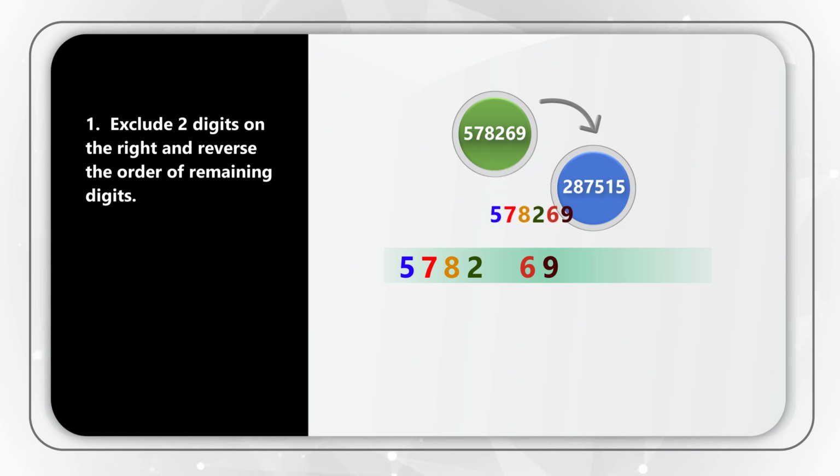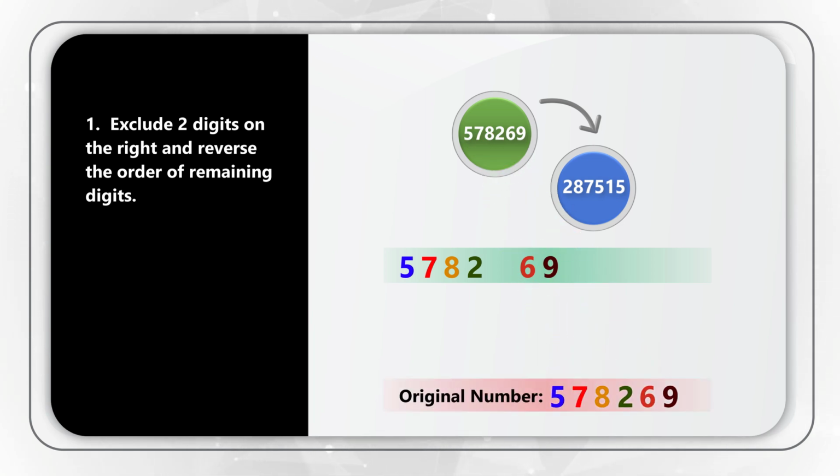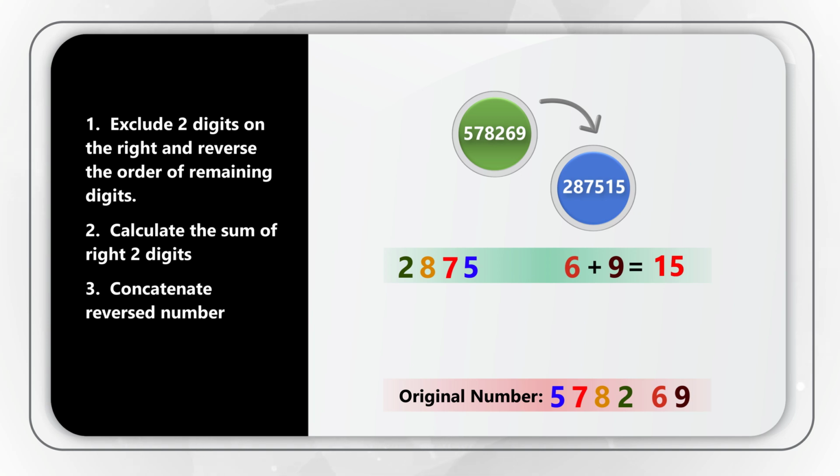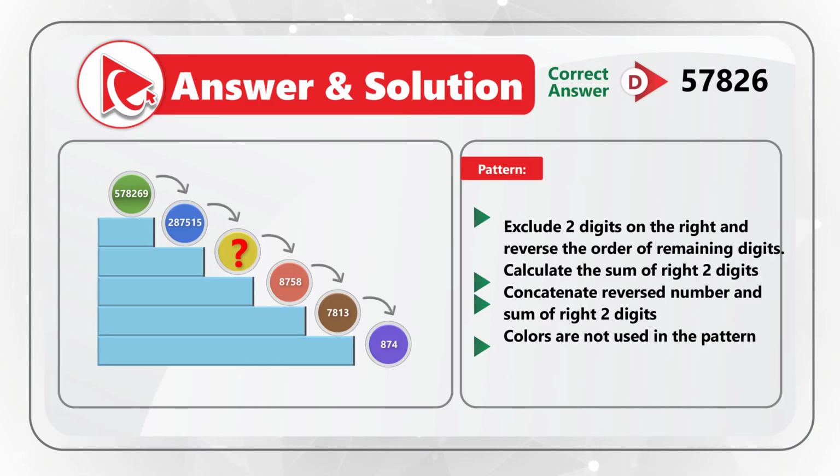For example, the original number is 5782 and then 2 digits 69. We separate 69 and then reverse the order and the number becomes 2875, and then we do the remaining calculations with the numbers 6 and 9. And the calculations are very simple. We basically add 6 plus 9 and the end result of it is 15. Then we concatenate 2875 and 15. So the end resulting number is 287515. As the ball continues rolling, we repeat the calculations and get to the answer of D, 57826.